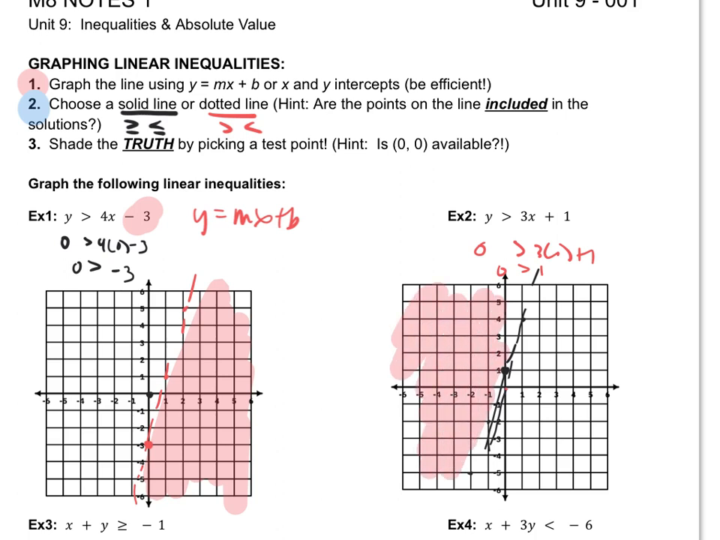If I wanted to find points on both of these that are solutions, I'm not allowed to pick points on the line, but I am allowed to pick points in the shaded region. So in this case, like 4 would be awesome, or here it would be like negative 2, positive 4 would be fine.